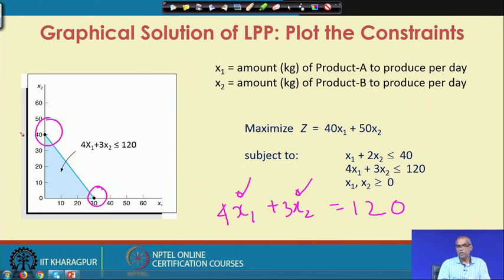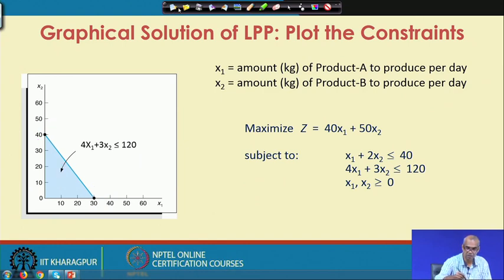Again, the inequality is less or equal to type. So, the region below the line represented by 4x1 plus 3x2 equal to 120 is the feasible region. So, this is the feasible region. The shaded region is the feasible region.